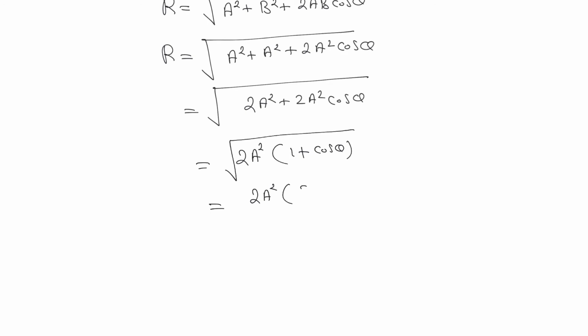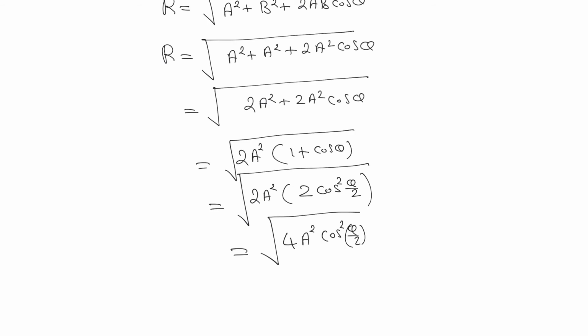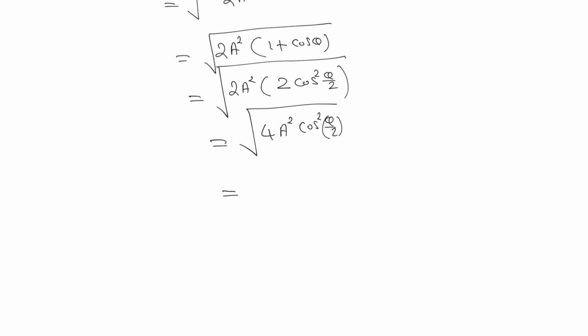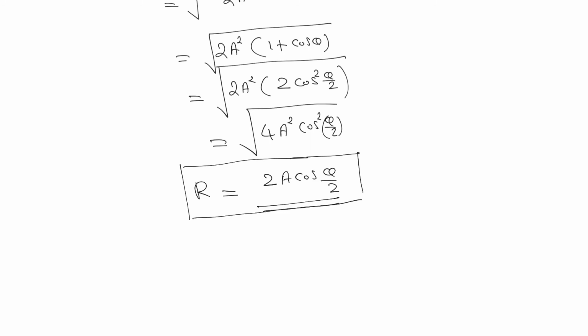It can be written as 2 cos square theta divided by 2. So we can write this as under root of 4a square cos square theta divided by 2. If you are taking the root of this, we are going to get the answer as nothing but 2a cos theta by 2. So if you are adding two vectors of the same magnitude, then for the calculation of the resultant vector we can directly use this equation, 2a cos theta by 2.